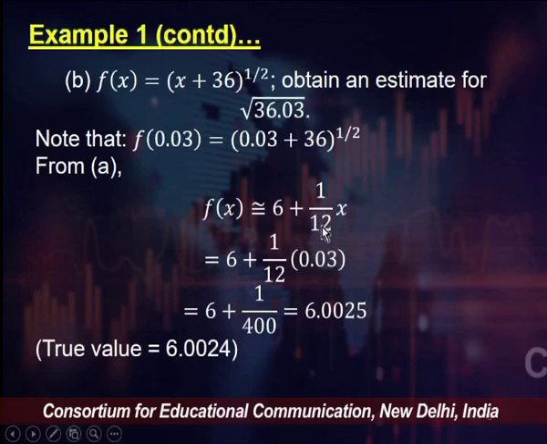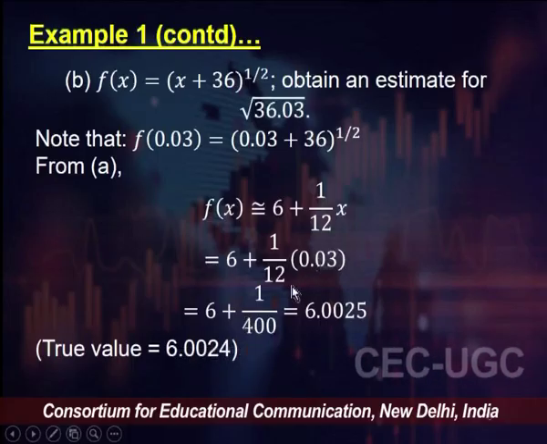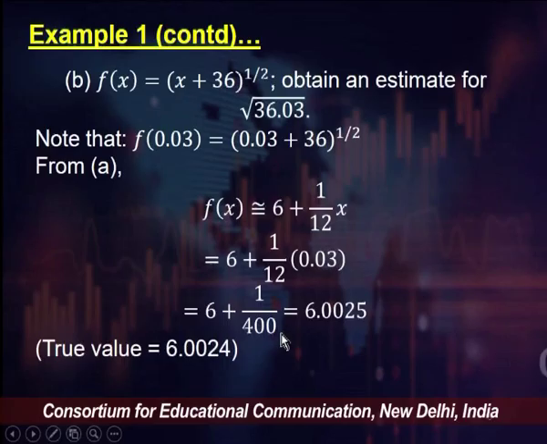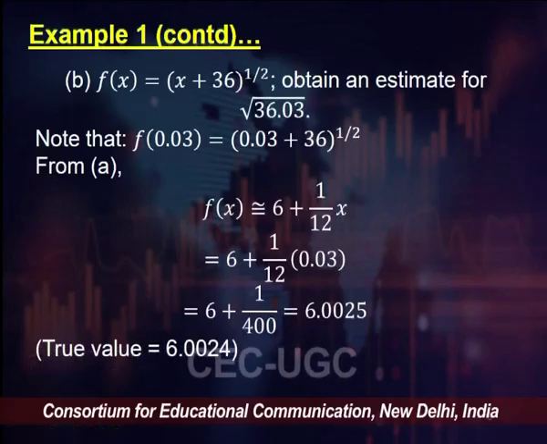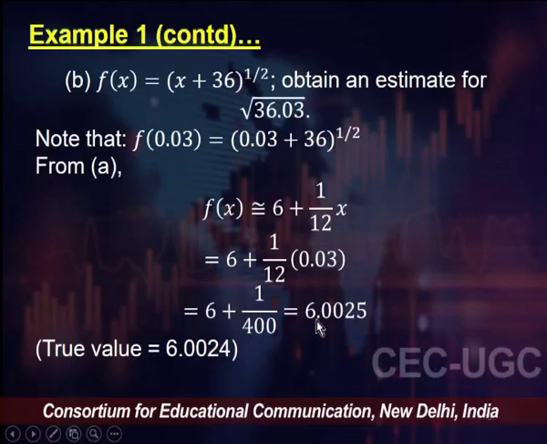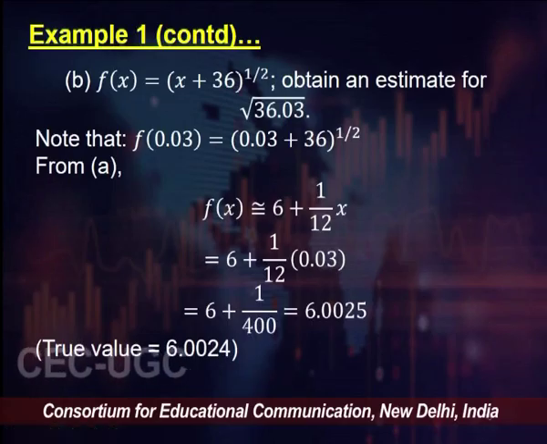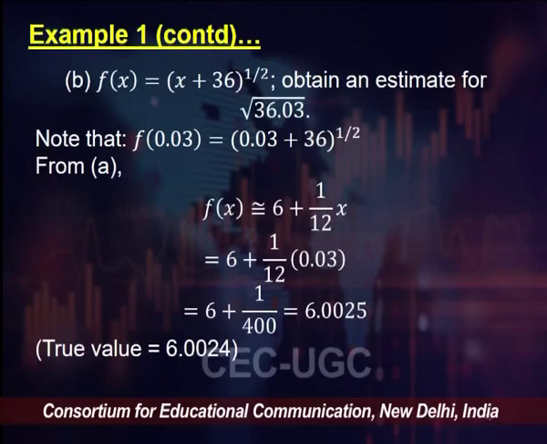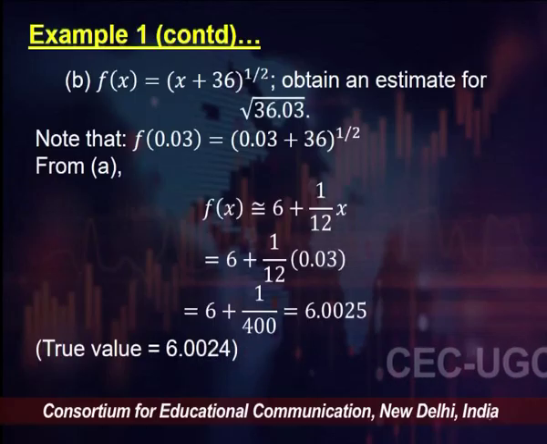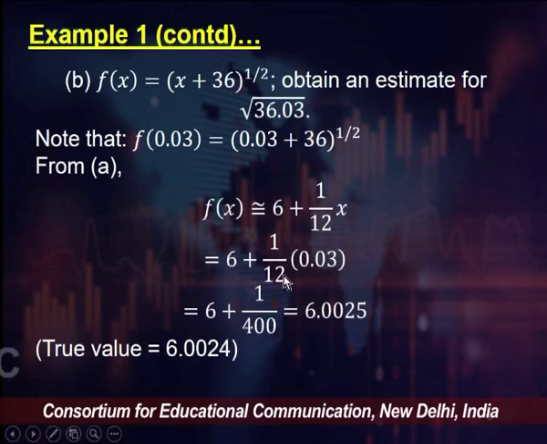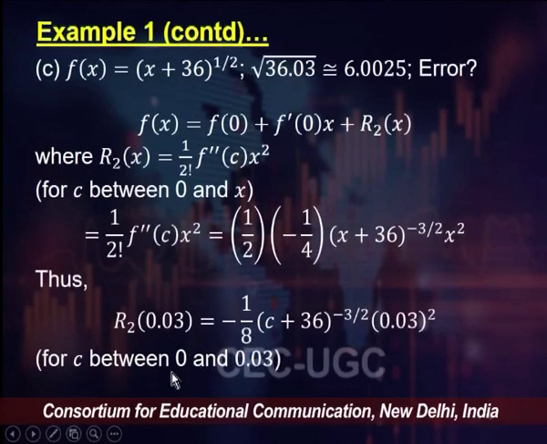And now, once you substitute for x, which is 0.03 here, you get 6 plus, if you just simplify, 1 by 400, and you can see that this is equal to 6.0025. And as you can see here, again, this is really a great estimate that we are getting, because if you calculate the actual value of square root of 36.03 up to 4 decimal places at least in your calculator, you get 6.0024, which is to say that you have a great approximation. Okay, and let us see how great it is.